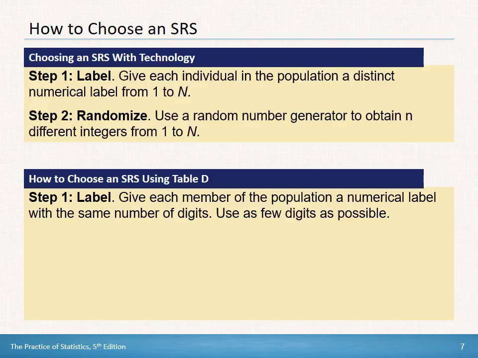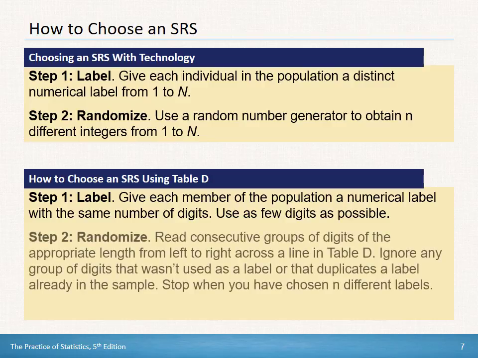So for example, if I have 200 people in my population, so 200 people total, and I need to pick 50 of them, then I'm going to label each person with 3 digits because I have 200 and every person has to have the same number of digits. So person number 1 is going to be 001. Person number 2 is going to be 002. Person number 54 is going to be 054. So we number them based on the number of digits that is the largest number in our sample.